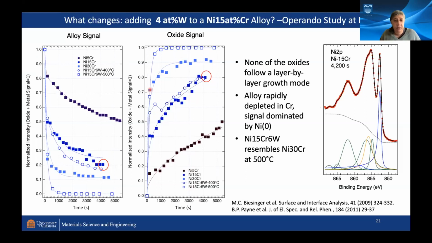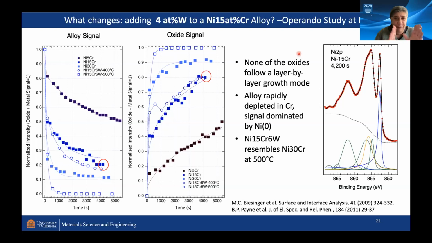This is the nickel 30 chromium, and it's even more rapid if you add a little bit of tungsten. Look at the open symbol here. The oxidation with the nickel 15 6 tungsten at 400 Celsius looks pretty much like somewhere in between nickel 15 and nickel 30 chromium. Let me show you one of the, before I do that, let me just summarize.